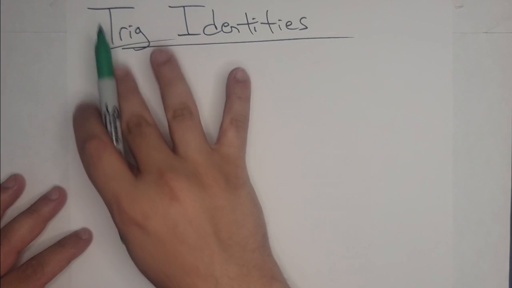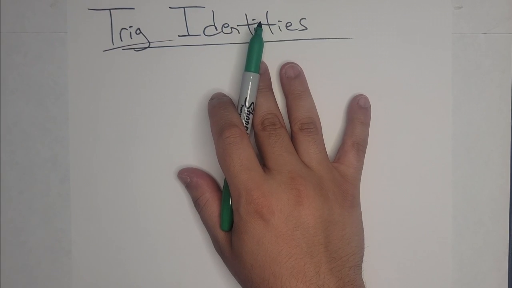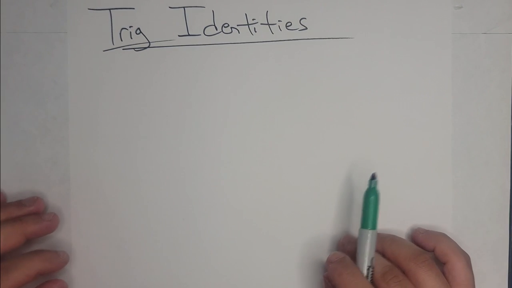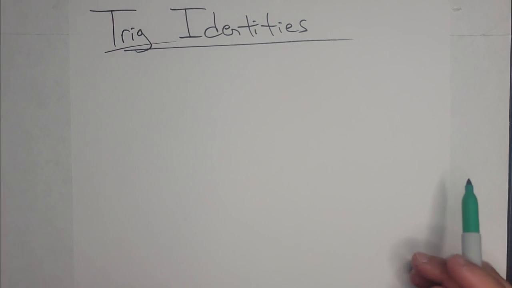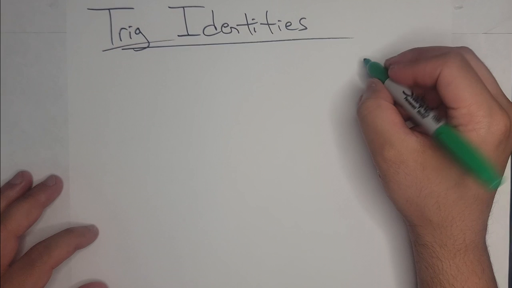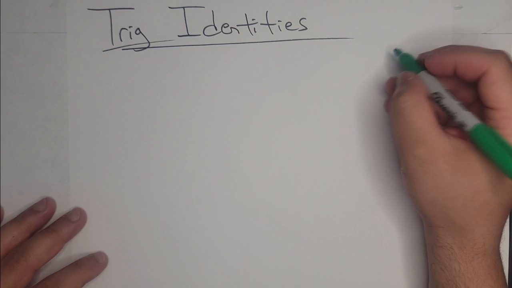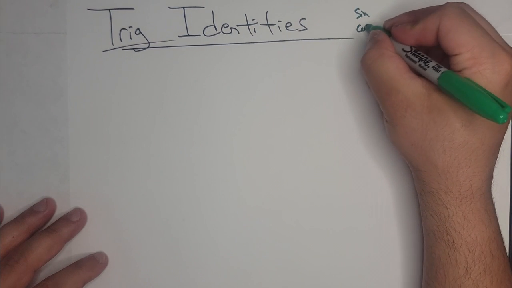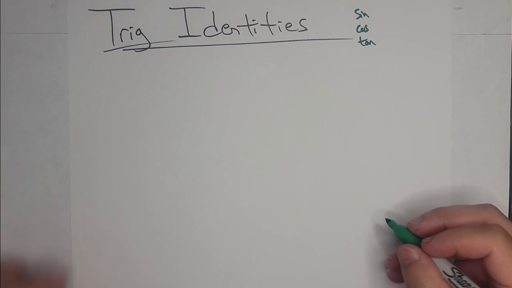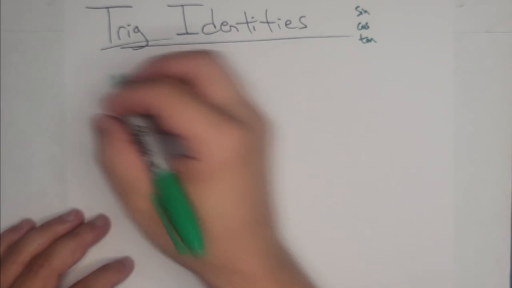Okay, so in this video we're going to start looking at trig identities. And trig identities are going to help us when we start solving trigonometric equations and simplifying them. So right off the bat, let's do the ones we already know. We had our sine, cosine, and tan. We had these three already. So we remember our reciprocal functions. Those are going to be our first ones.